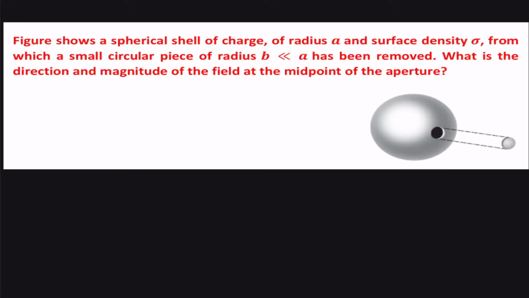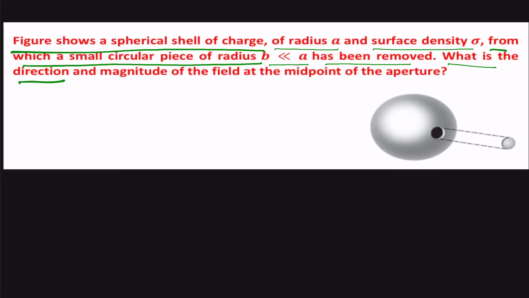So here we are given a figure that shows a spherical shell of charge of radius a and surface density rho, from which a small circular piece of radius b, which is much smaller than a, has been removed. What is the direction and the magnitude of the field at the midpoint of the aperture? So here the statement is a little bit tricky, but the solution is quite easy. Okay, it is as simple as that.